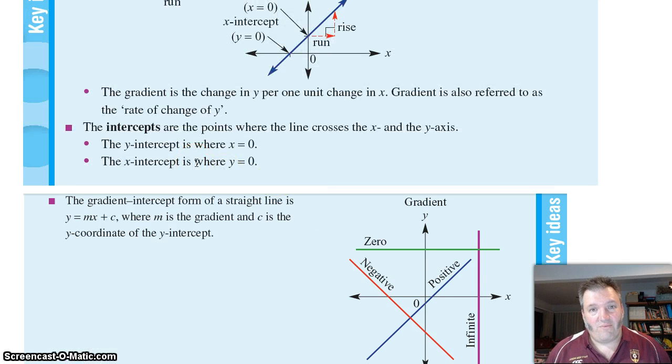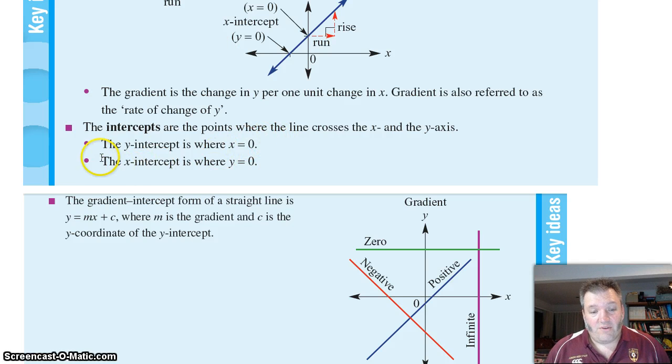The second thing we look at when we're graphing straight lines, we already talked about y equals mx plus c. C is the y-intercept. How do I calculate a y-intercept? Whatever the equation is, I let x equal 0. If you substitute x equals 0 in, you'll be able to find the y-intercept straight away.